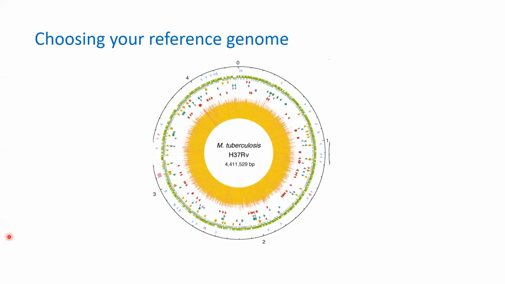However, we will not be using the nucleotide sequence of H37Rv, but instead we will be using the sequence of a putative organism ancestral to all MTBC lineages. And I will explain this, which perhaps sounds a little bit esoteric, in the following slides.